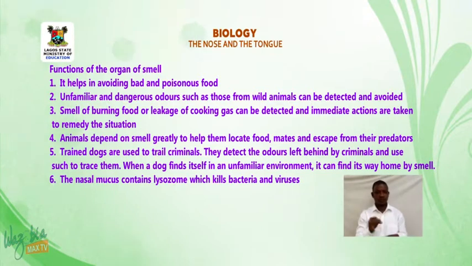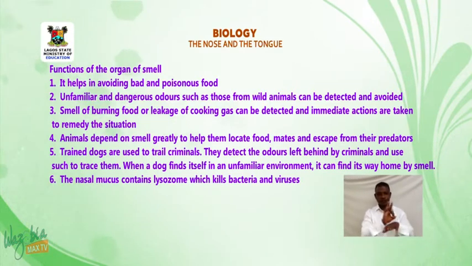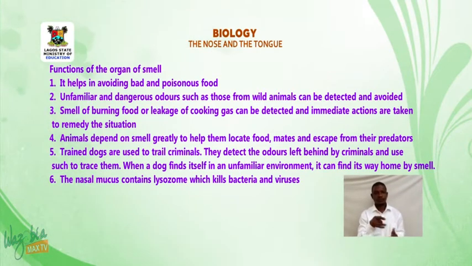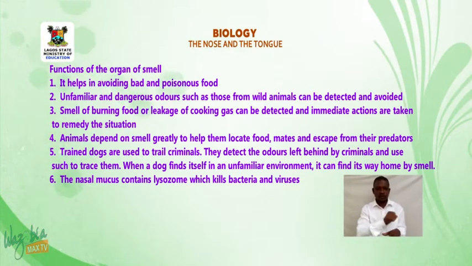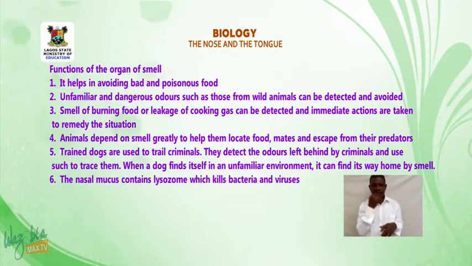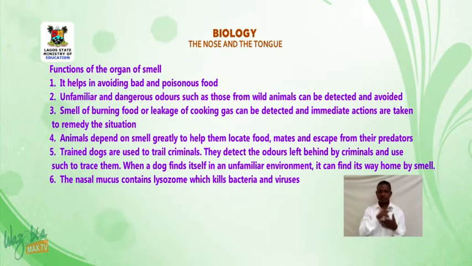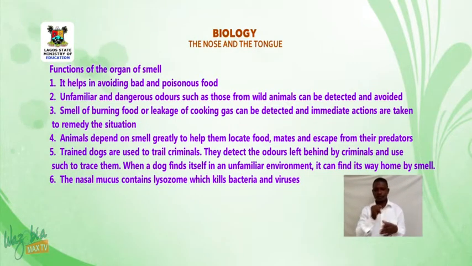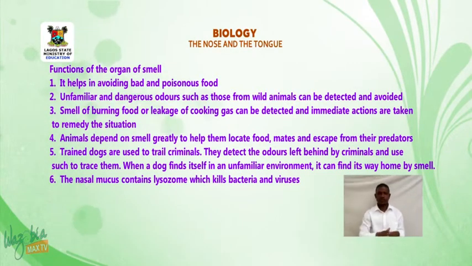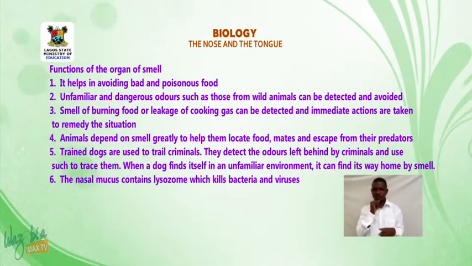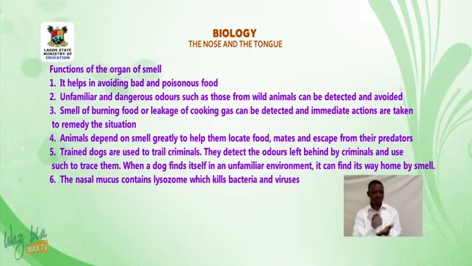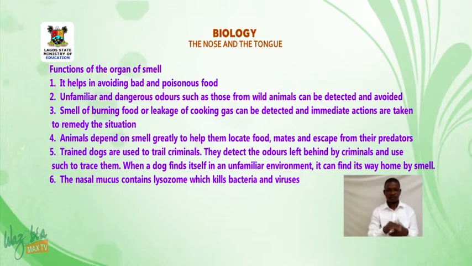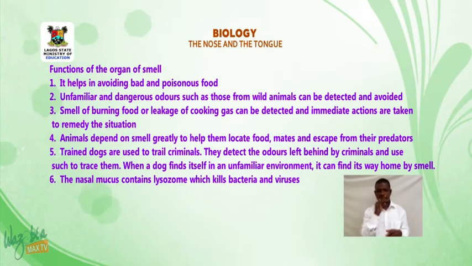Now, let's look at the functions of the organ of smell. One, it helps in avoiding bad and poisonous food. Once the food is bad or poisonous, the odor will tell us, and it is this organ of smell that will help us in avoiding bad and poisonous food.